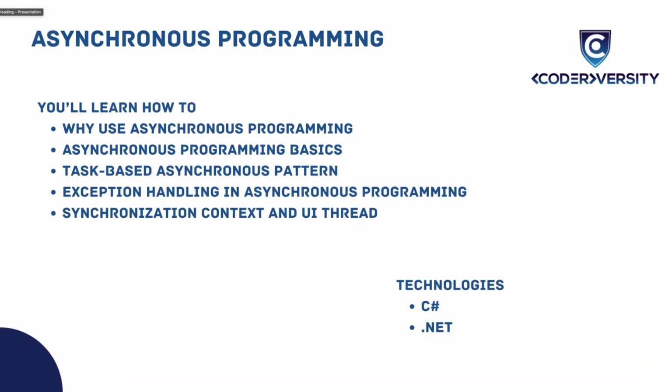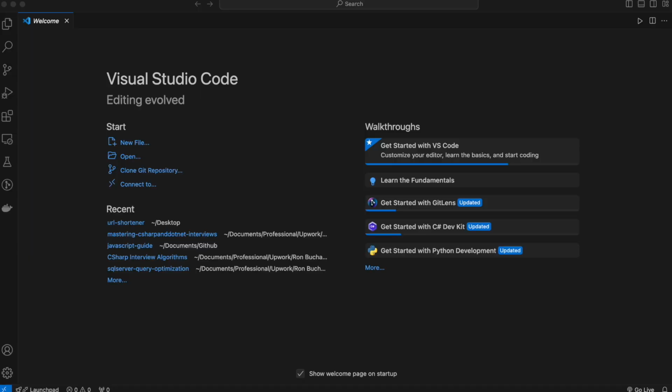You will learn why use asynchronous programming, asynchronous programming basics, task-based asynchronous pattern, exception handling in asynchronous programming, and synchronization context and UI thread. For that we will be using C# and .NET. So what are we waiting for? Let's dive in. Asynchronous programming is very important in building responsive and efficient applications.